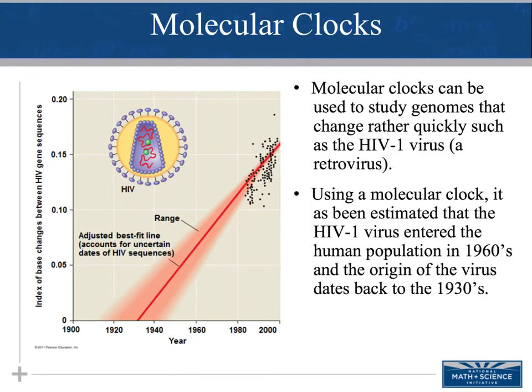All right, we use molecular clocks a lot in the study of genomes and the study of especially viruses that reproduce quickly and mutate quickly. So like HIV would be an example of that. Based on these studies, we can determine that HIV entered the human population in the 1960s, but the origin of the virus dates all the way back to 1930, so it's not 1980 like everyone seems to think.